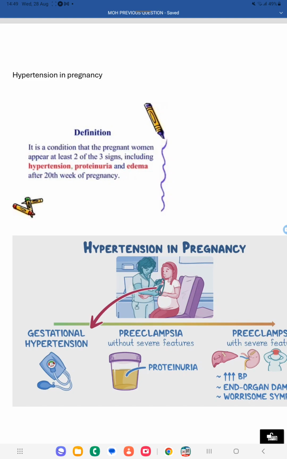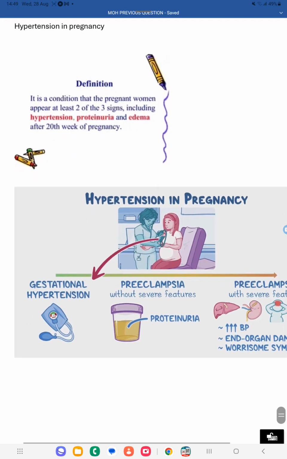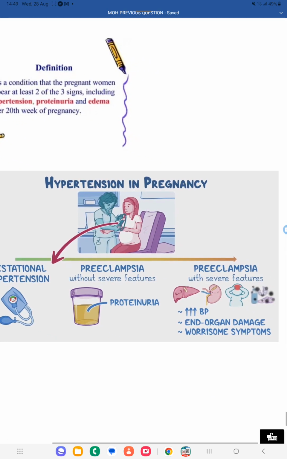First it will start with increased blood pressure, and if that increased blood pressure is not controlled with diet or medicines, then it leads to proteinuria. That is called the preeclampsia stage. If hypertension is not controlled properly, you will get proteinuria and edema in the lower limb. That condition is called preeclampsia.